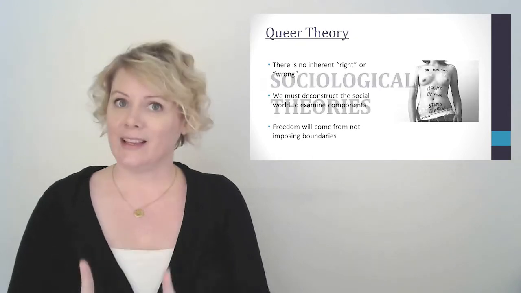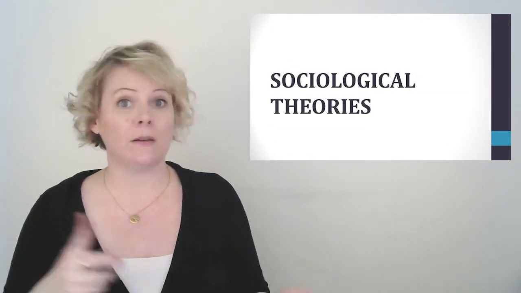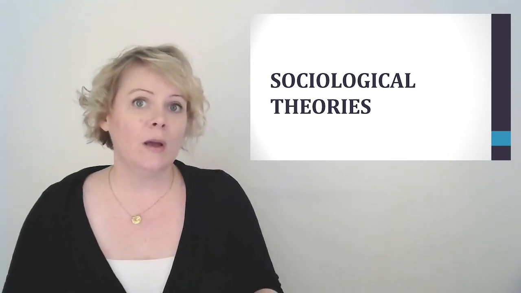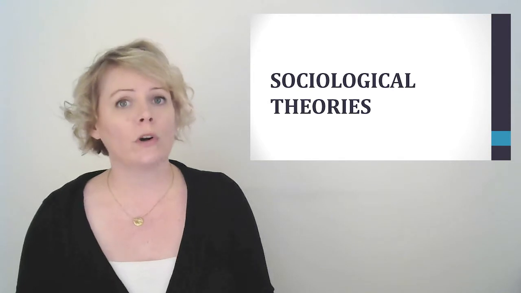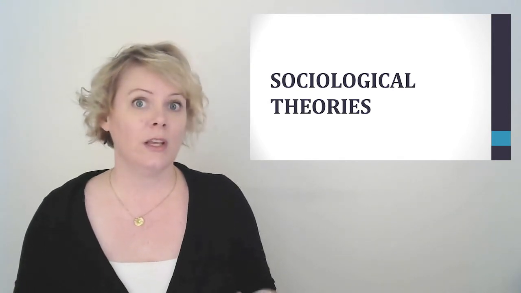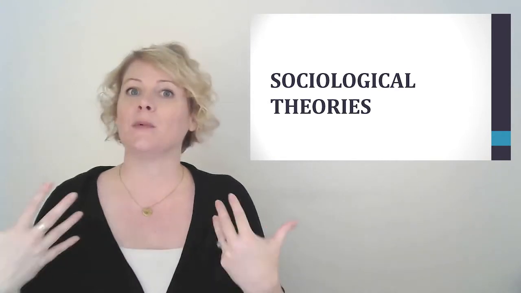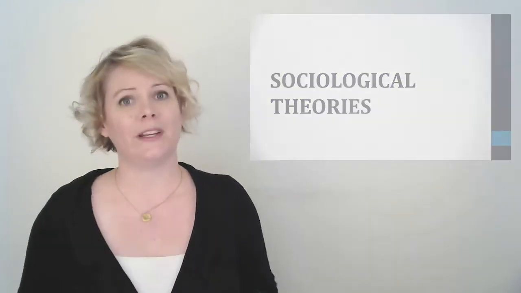So, again, sometimes the theories can be used together. Sometimes they can be used more or less interchangeably. But each of these theories is basically just like a lens through which you can look at the world and think about different kinds of social problems and social issues. So next, we're going to talk about some of our options for categorizing, because sociologists love putting things in categories.